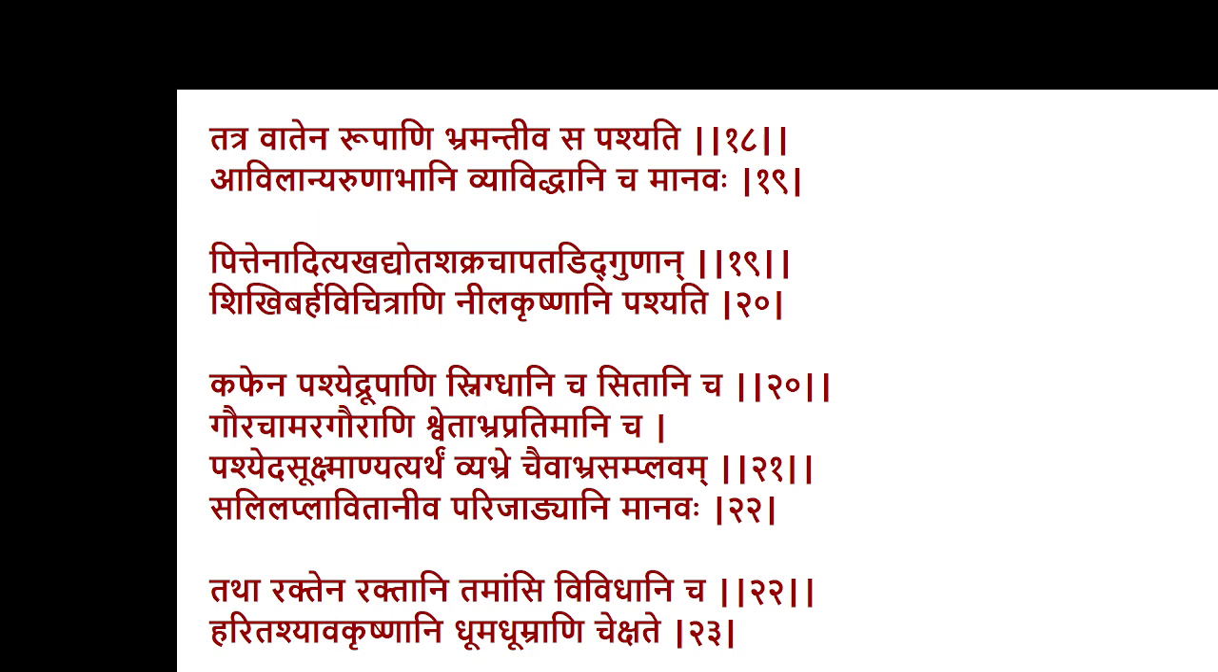Even in the absence of light, he may be able to see some light-like objects, or he may see objects with different shapes, like feathers of a peacock. Shikibahi is the feathers of a peacock, or bluish or blackish objects may be seen in the vision. Kafena pashyed rupani snigdhani cha sitani cha gaura charma gaura chamara gaurani shvetabhra pratimani cha pashyed asukshmani atyartham vyabhre chaiva abhrasamplava salila plavitani ma paritya adhyani manavah.